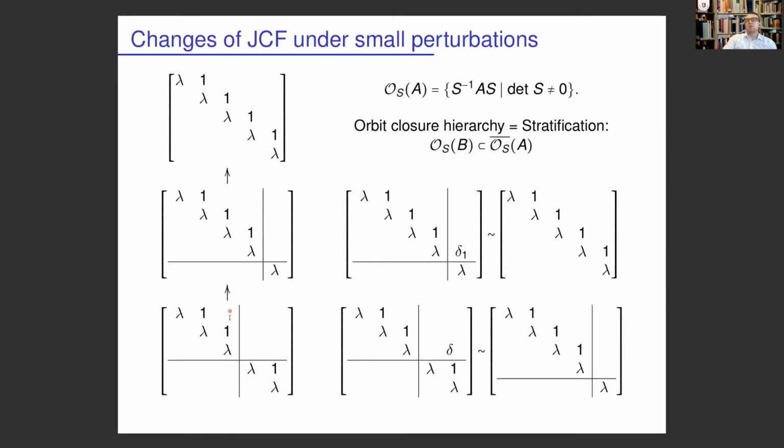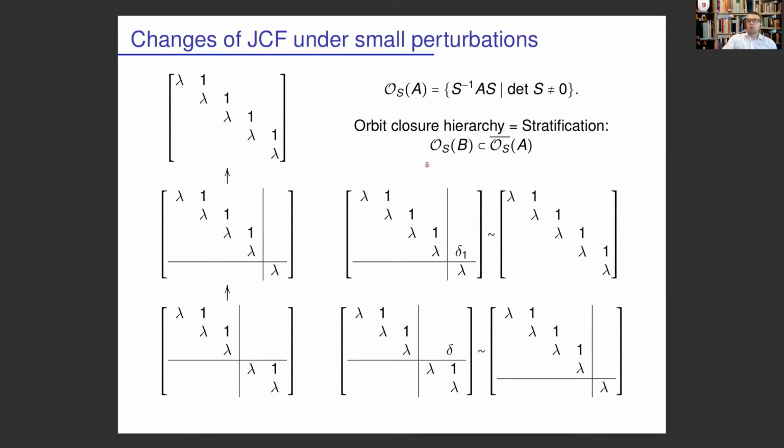And then we have an arrow from a node below to the node above, if we can make a small perturbation to the matrices in the node below to get the matrices in the node above. Namely, the perturbation that brings us from the bottom one to the middle one is written here. The perturbation with a small delta, and the perturbation from the middle one to the top one can be done with the parameter delta 1 placed in this corner. And then we are in the top node here, which is a 5 by 5 block.